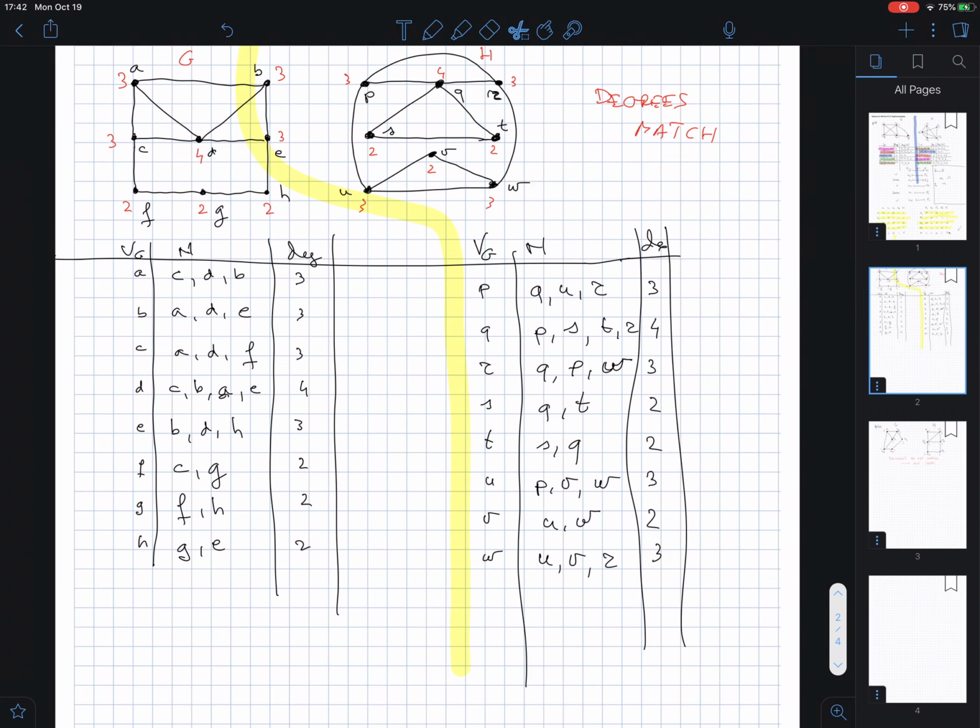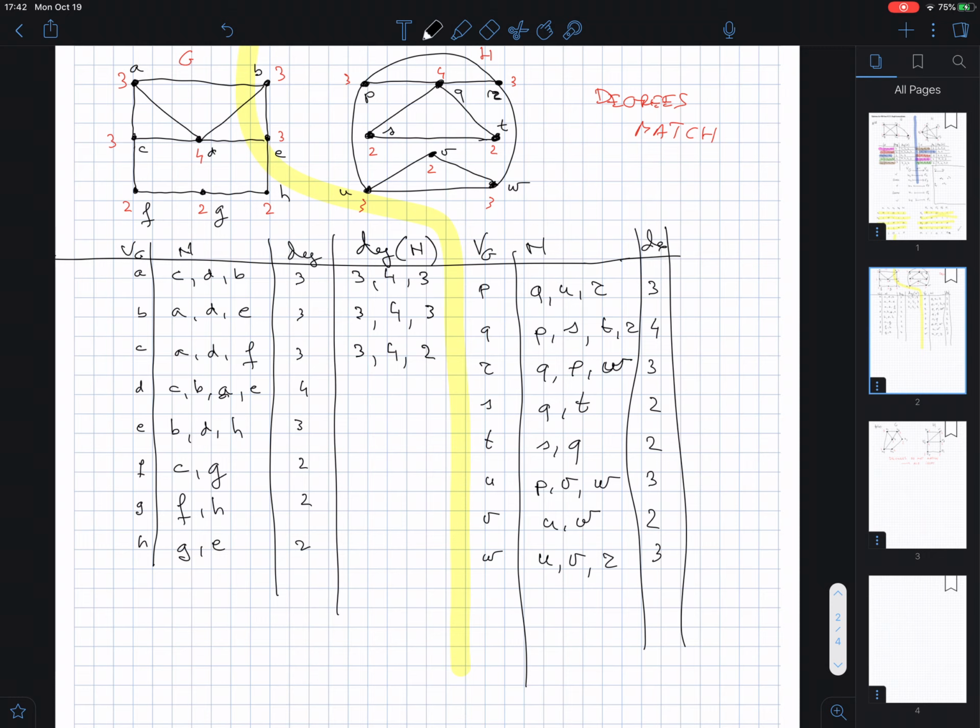So, what we're looking for next is the degree of the neighbors. C has degree 3, D has degree 4, and B has degree 3. Again, I'm looking at these neighbors, and then looking at each of their degrees, and I write that up. That's what I'm doing. A has degree 3, D has degree 4, and E has degree 3. Then A has degree 3, D has degree 4, and F has degree 2.